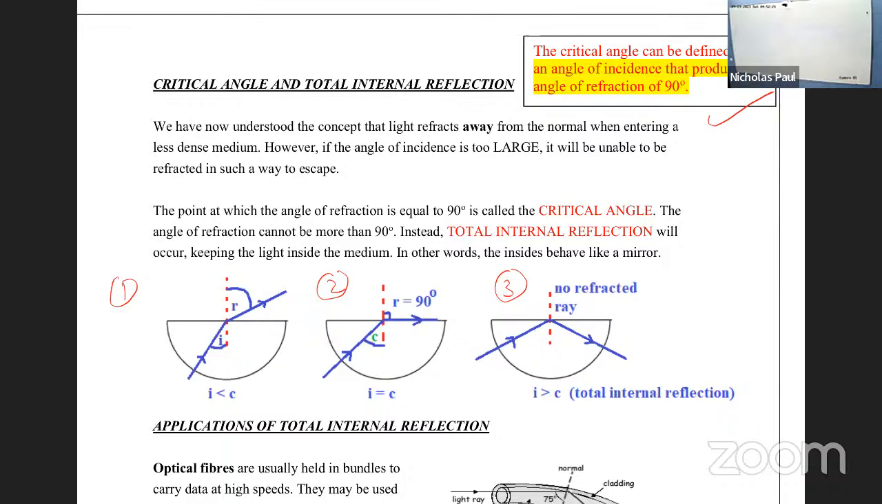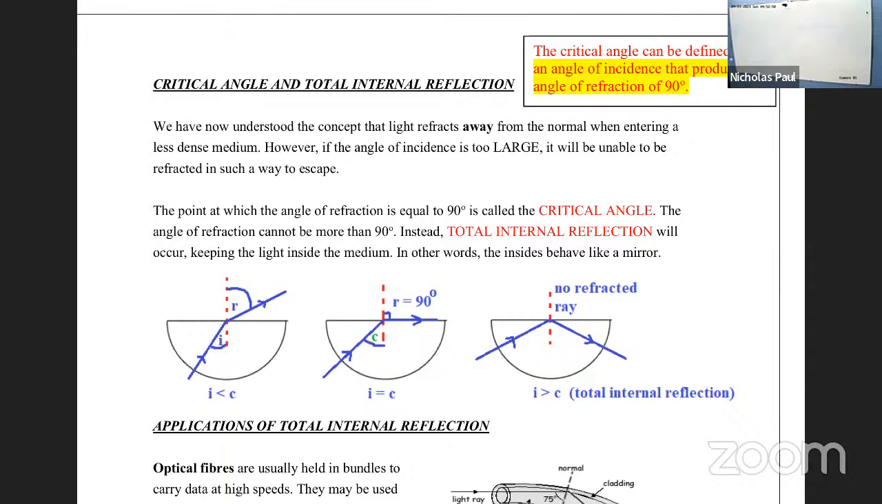Any questions online? How would you describe total internal reflection? Exactly, that's when a ray is totally reflected inside itself.